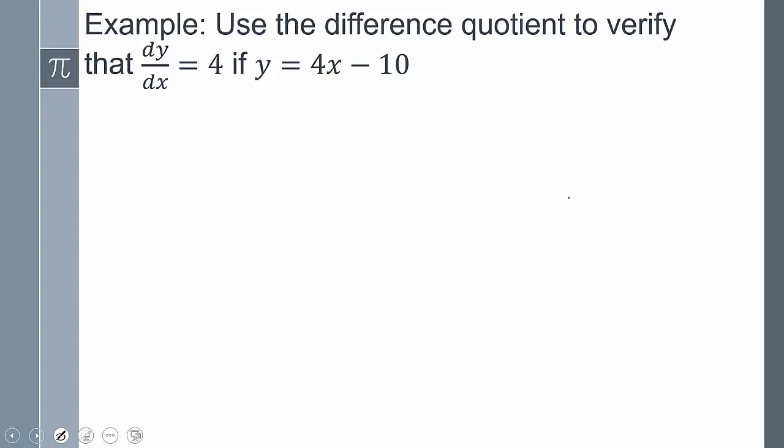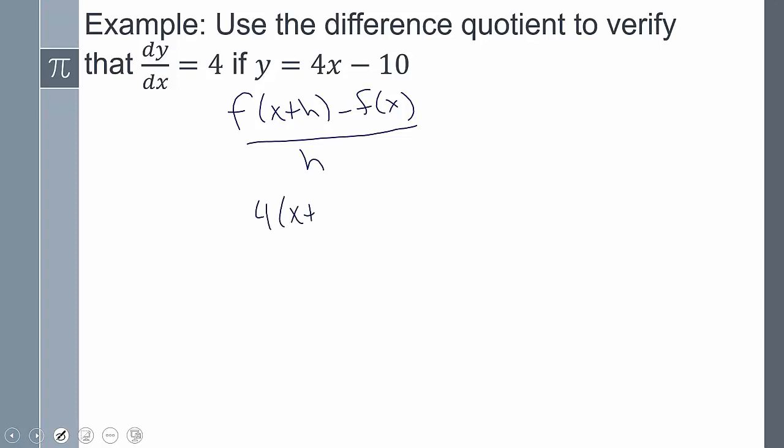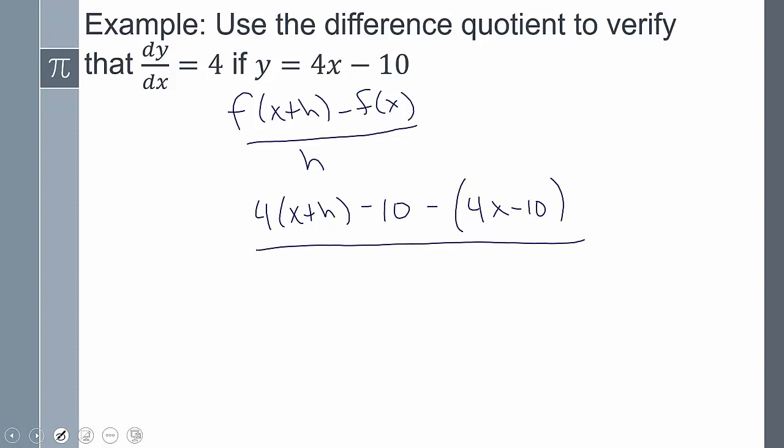In this example here, it says use the difference quotient to verify that the derivative equals 4 if that's my equation. So we need to use the difference quotient. So f of x plus h minus f of x all over h. And so I get 4 times x plus h minus 10 minus my f of x all over h. Well, this is going to give me 4x plus 4h.